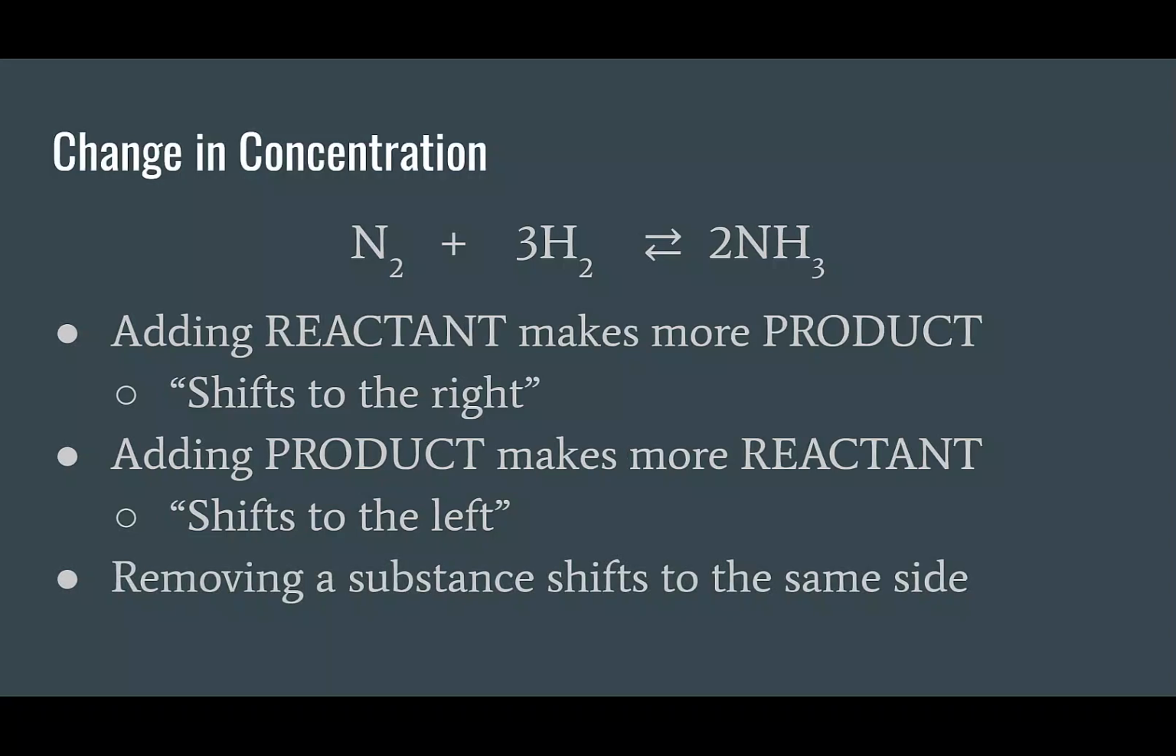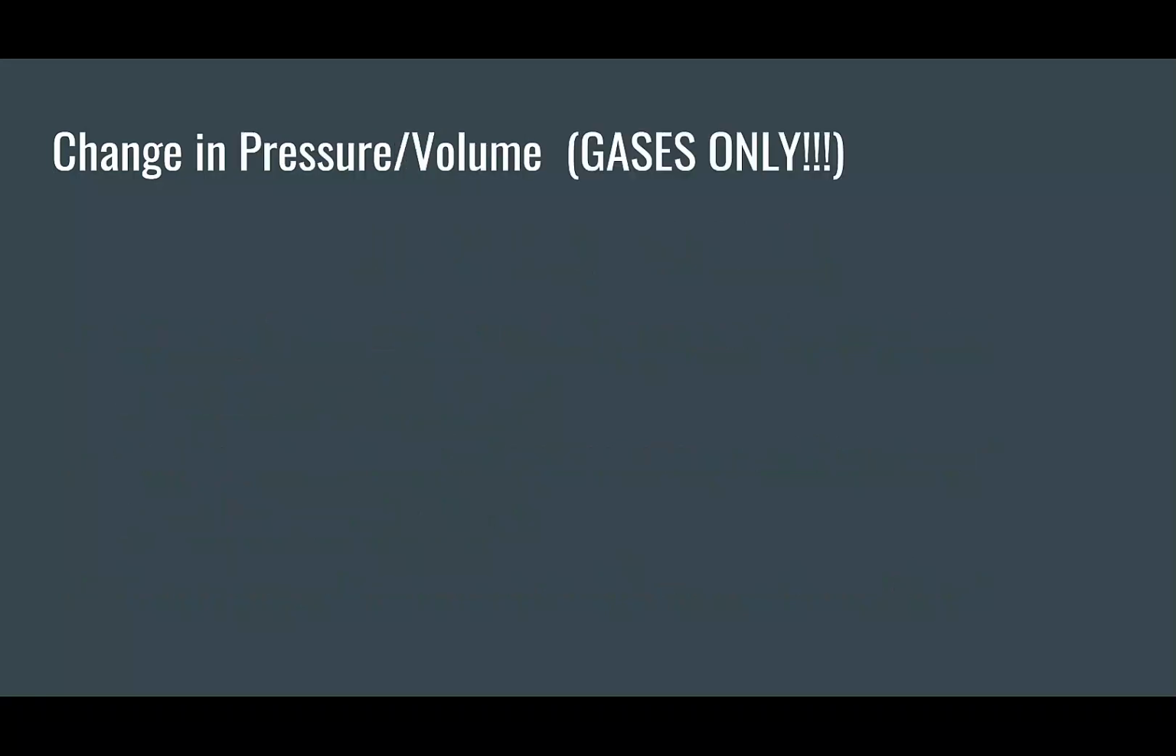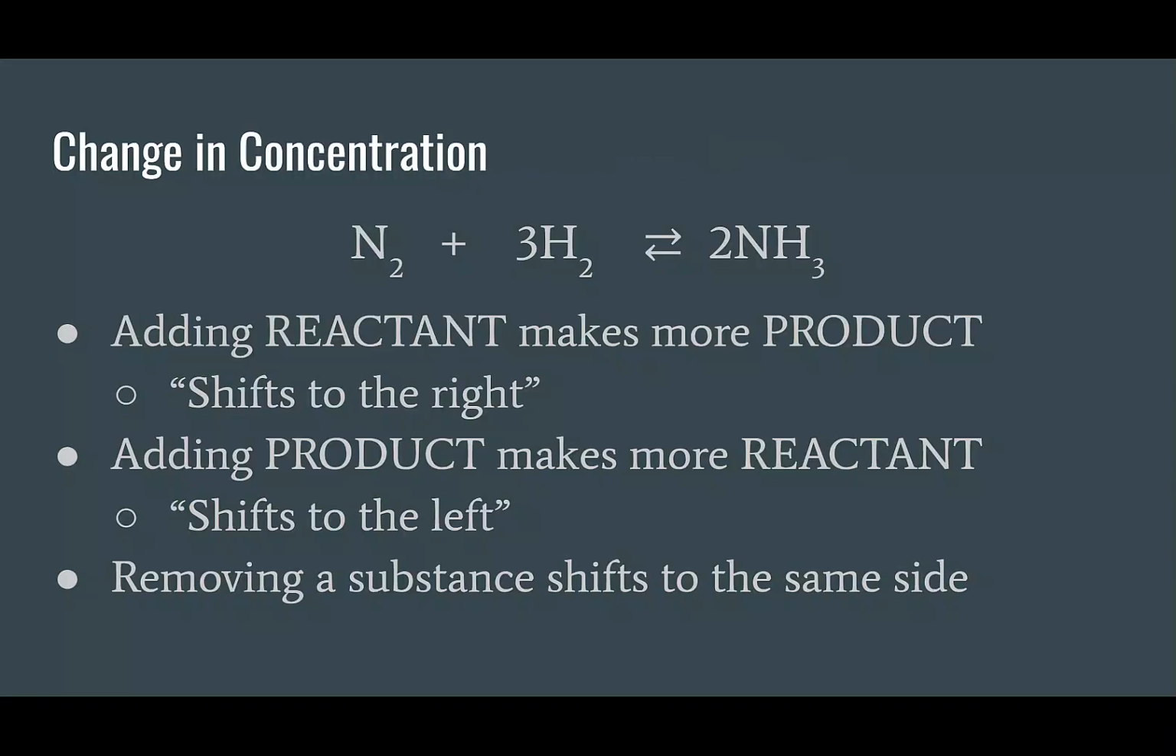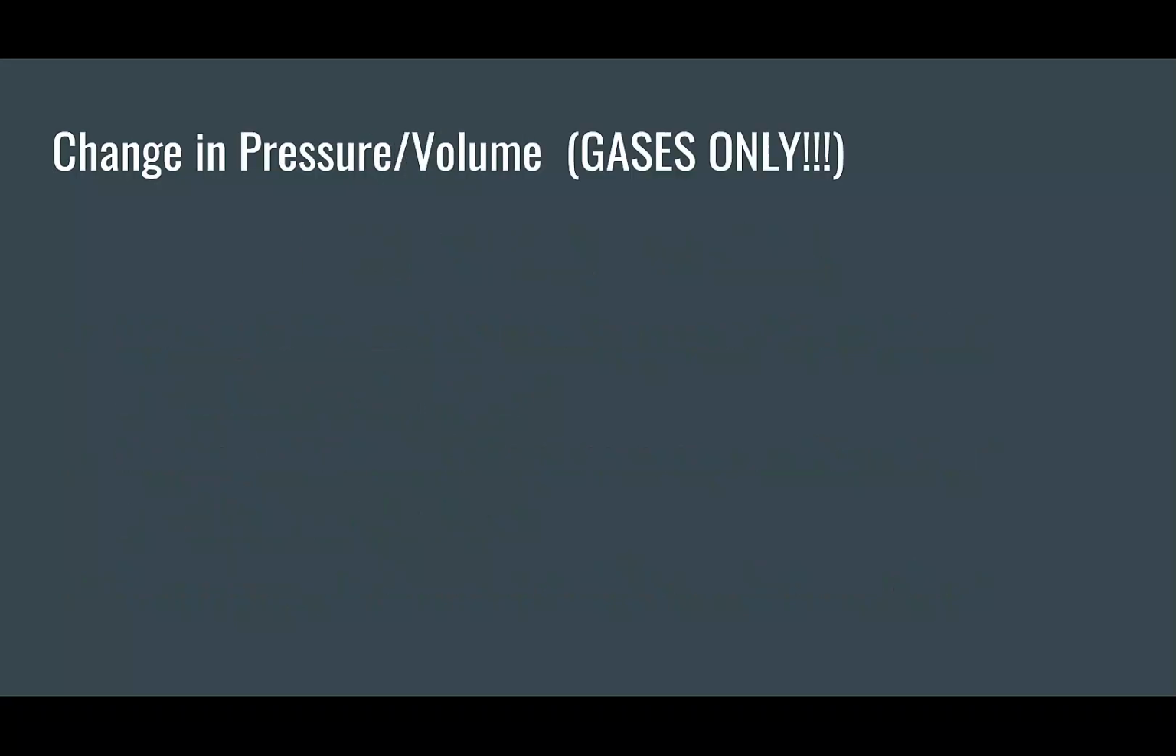Now, if you remove a substance, then it goes back to that side. Okay, so everything shifts towards that side. So if I remove N2, the reaction will shift towards N2. If I remove NH3, it'll shift towards NH3. So adding reactant always shifts to the right. Adding product always shifts to the left. But if you remove, then it always moves to the side you removed from.